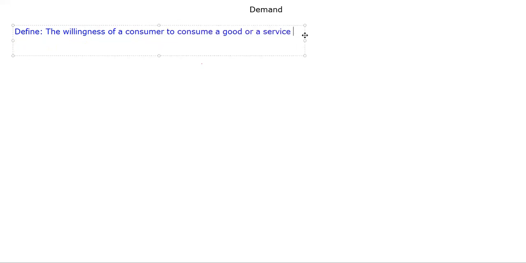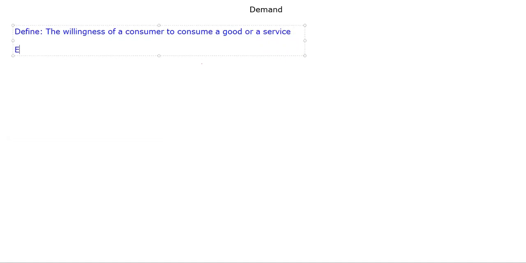Okay, so new chapter. We'll start off with demand, and we're going to define demand as the willingness of a consumer to consume a good or a service. So the idea is the desire, the chahat, basically the willingness of a consumer, obviously, to consume a particular product.